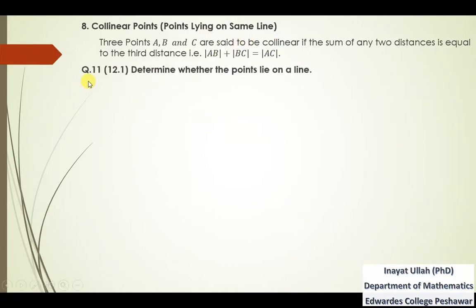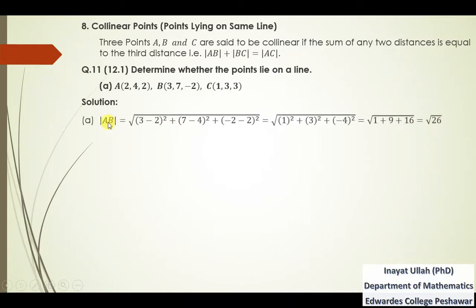So that is actually question number 11 of exercise 12.1. We are asking about whether the points lie on a line or not. In the first part we are given 3 points A, B, C, and we see that these 3 points contain 3 coordinates, so these are 3D points. So first of all we need to find distance AB, and then distance BC, and then distance AC. So first of all we obtain distance AB.